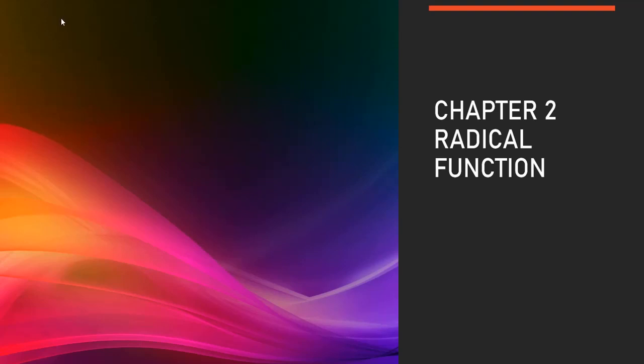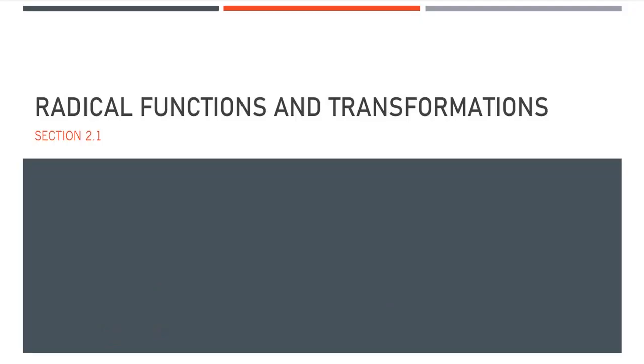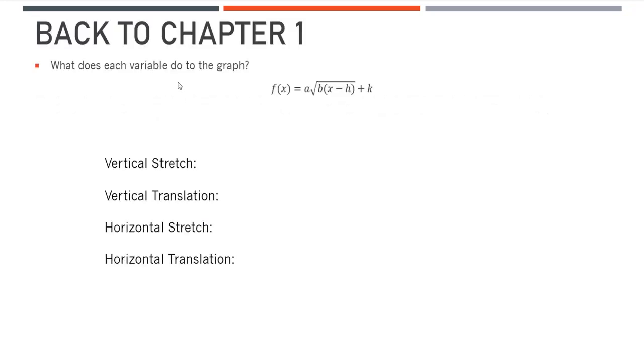Alright, Chapter 2, Radical Functions. So this is a little bit of a repeat of what we've already done. We've already looked at transformations of all sorts of different graphs, but now we're going to specifically look at just radical graphs. So those are our roots. So we're going to start off with square roots and see what happens when we apply the transformations to them. So then that means we need to go back to our function notation.